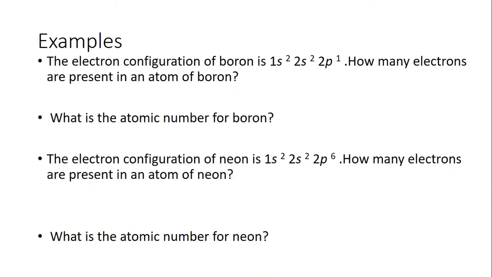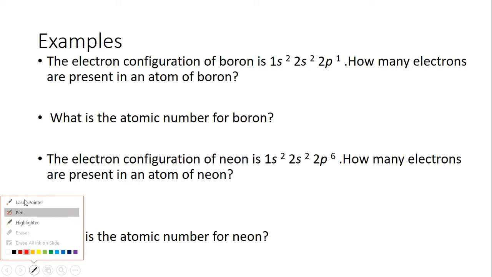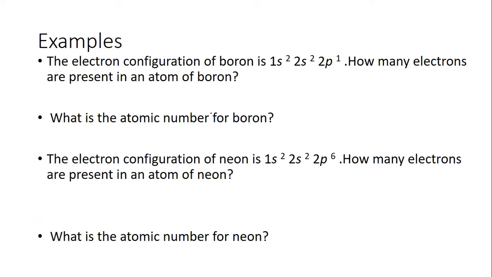All right, that was clear in my head. Here are some examples. So boron is 1s2, 2s2, 2p1. How many electrons are there? We would add these electrons here, 2 plus 2 plus 1. So it's a total of 5. And the atomic number for boron is 5 if you look on your periodic table. So that's 5. And your atomic number is the same as protons and electrons in a neutral atom.